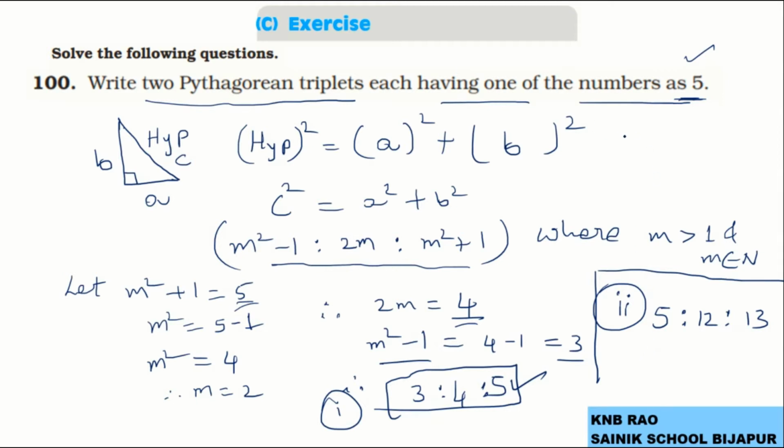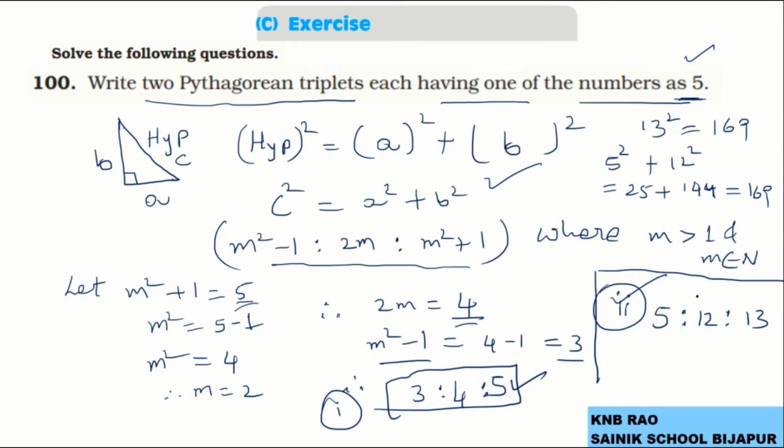For example, here 13 is the hypotenuse, 13 square, which is 169, and the perpendicular legs are 5 square and 12 square, where 5 square is 25 plus 12 square is 144, and if you see their sum also gives you 169. Obviously this condition is getting satisfied. So this is another Pythagorean triplet, with one of the numbers being 5.